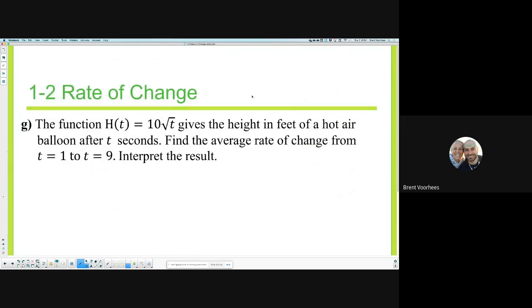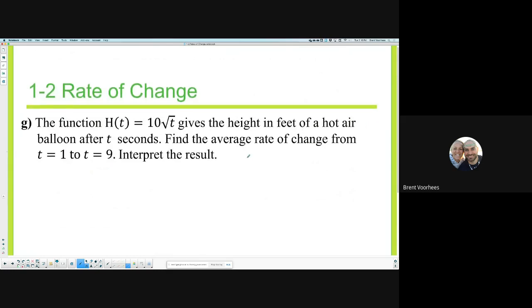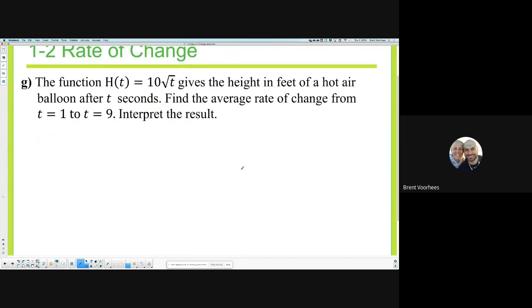All right, how about one more here? The function h of t equals 10 square root of t gives the height, in feet, of a hot air balloon after t seconds. Find the average rate of change from t equals 1 to t equals 9. Interpret the results. All right, time to show you how to use my calculator.